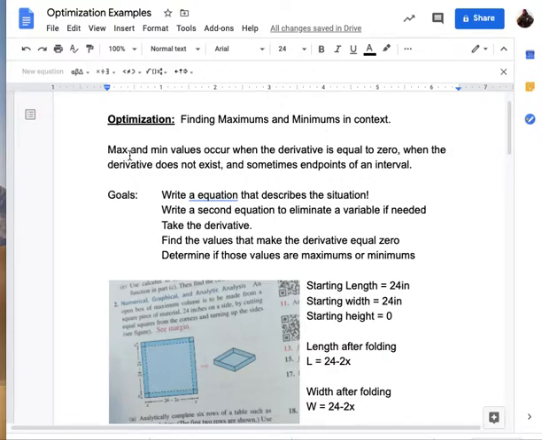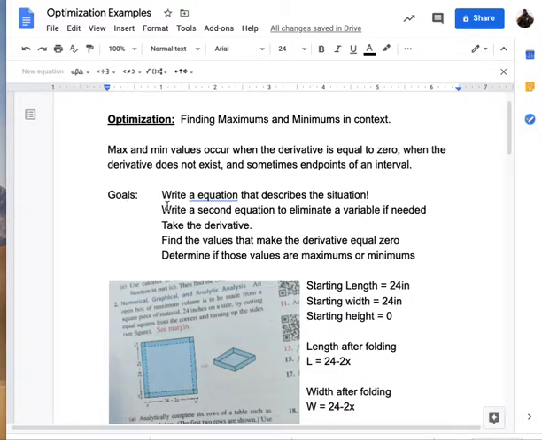So we got to remember, maximums and minimum values occur when our derivative is equal to 0, also when derivatives do not exist, and sometimes at endpoints of an interval. Sometimes you have functions that stop at a certain point, and that's a potential maximum or minimum.